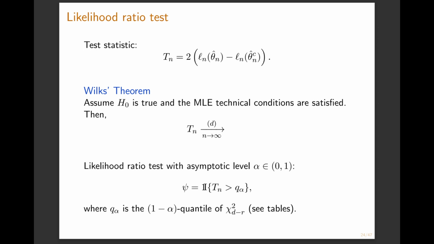So when you say two times the difference between likelihoods, it must be the square of something because of the second order of the Taylor expansion. And the only distribution that is the square of something is chi-square.